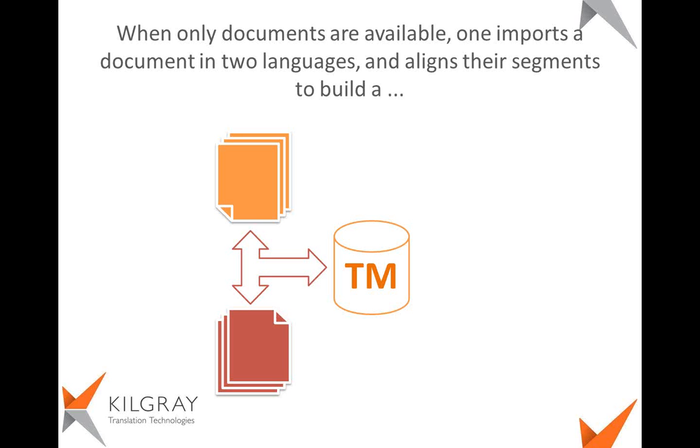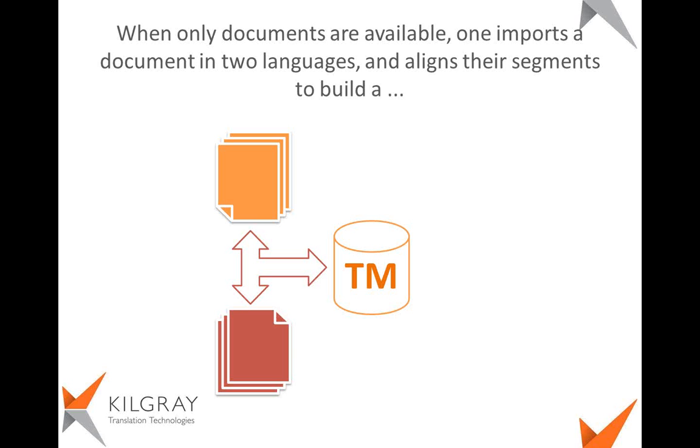or, when I'm talking about this to university students or those who are new to translation tools as such, I usually tell them that this is also a way to process documents, document pairs, source documents and their translations that were created before you actually started using any sort of translation tool. So when only documents are available, source document and its translation, you import a document in the two different languages, and then you tell the computer to align their segments to build a translation memory.